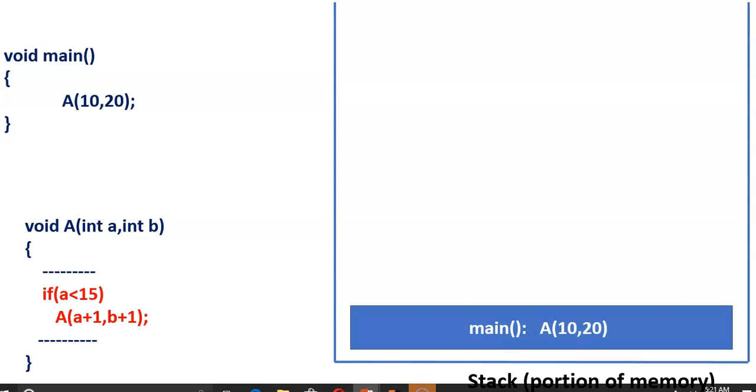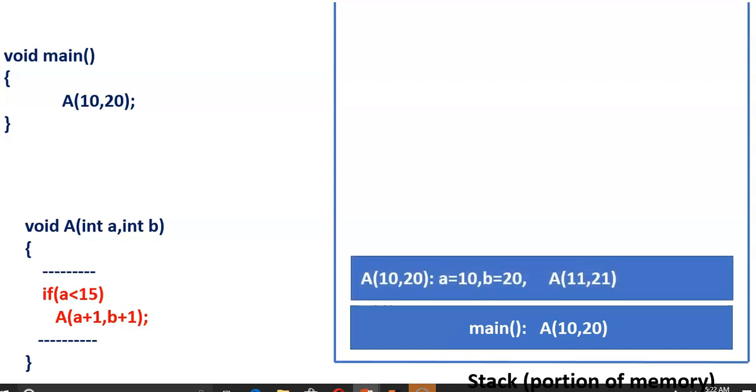When we execute this program, the first function that is called is the main function, and main function will occupy memory in the stack. Any local variables declared in the main function are allotted memory in the stack. Now assume main function is calling a function by passing values 10 and 20. That means a copy of a function is created and placed in the stack, and all the variables declared in the a function will get memory locations.